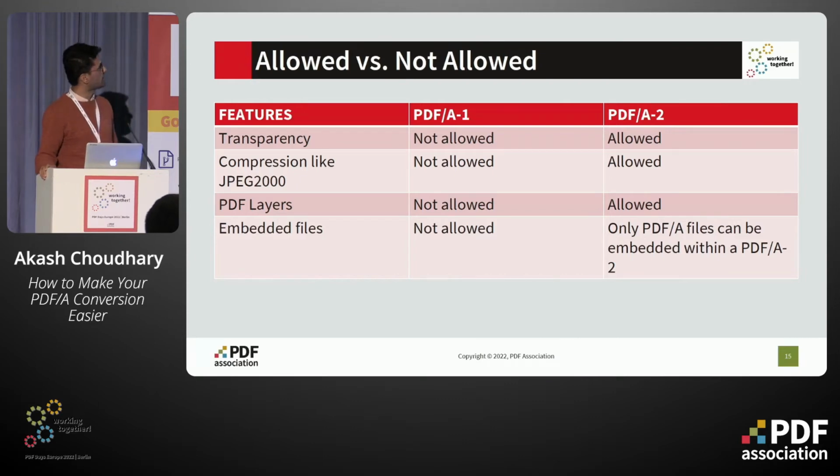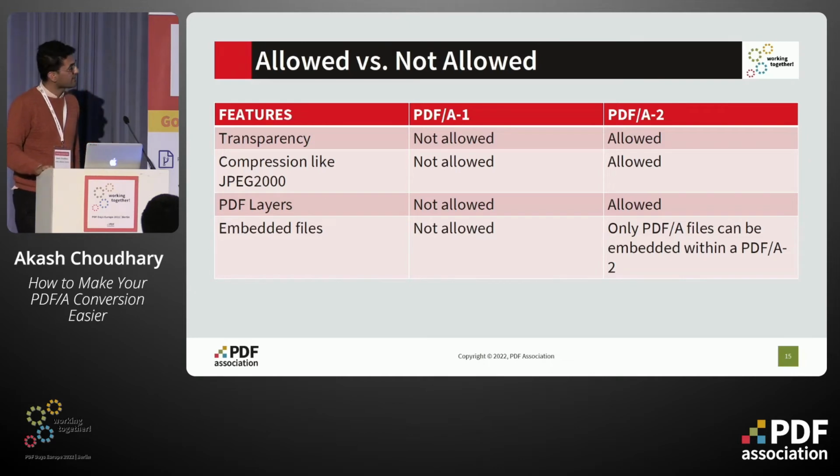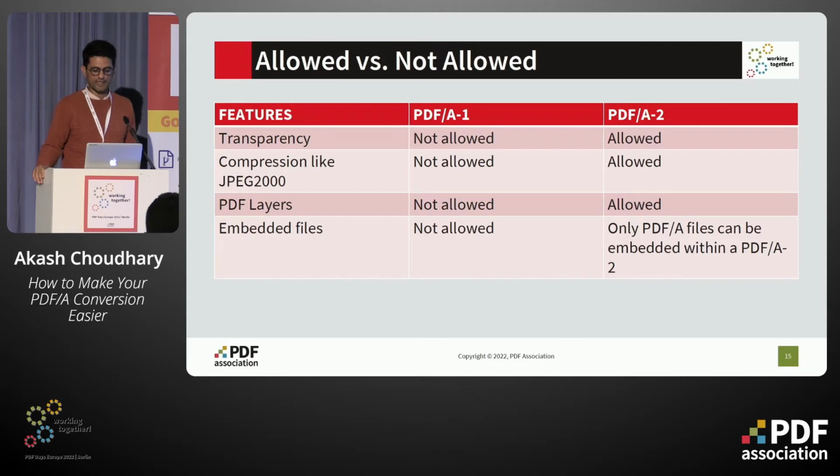First one is transparency. If you're aware of transparency, also known as show-through, let's assume there are two objects on top of one another, and they can give you a visual of either show-through or a shadow. That transparency is not allowed in PDF A1, whereas in PDF A2 it is allowed.